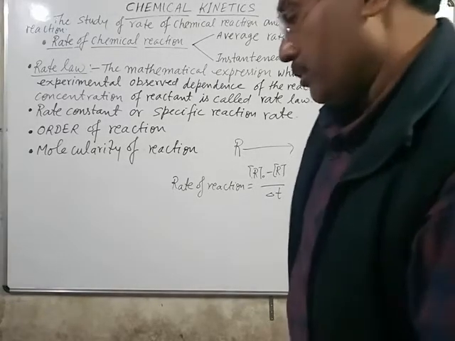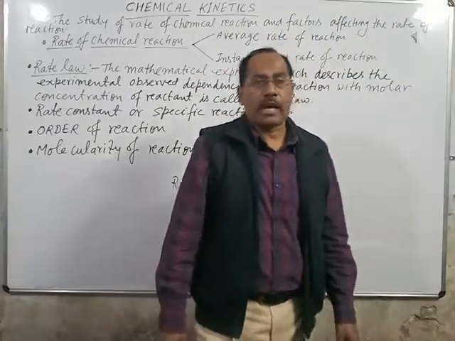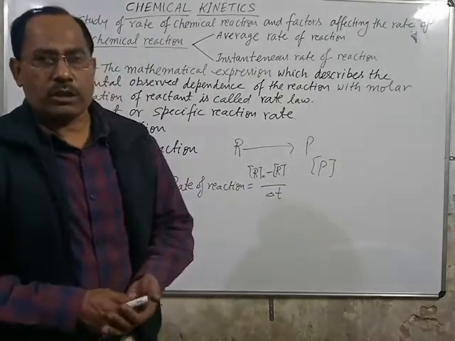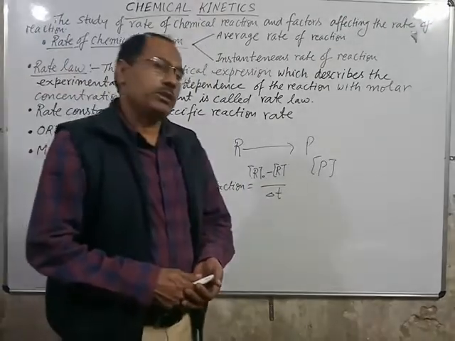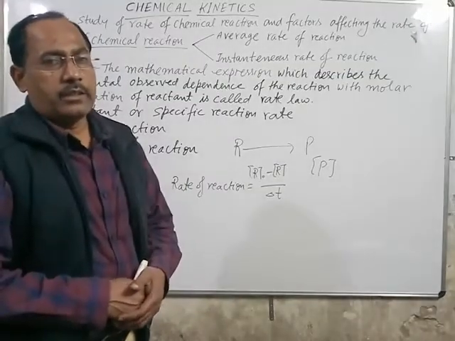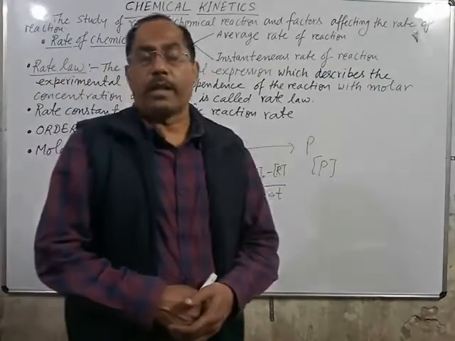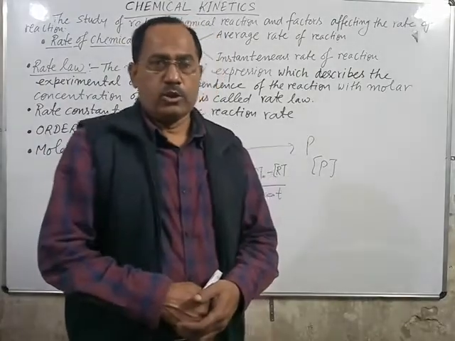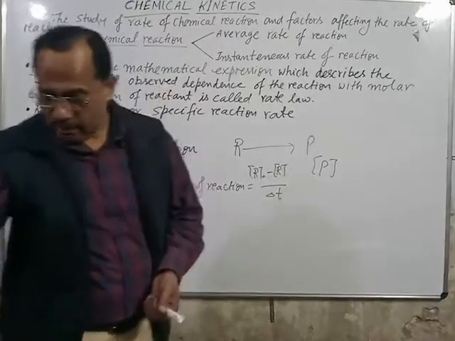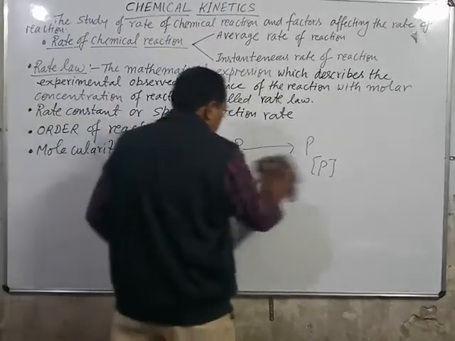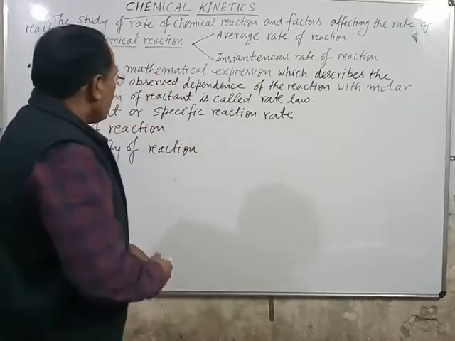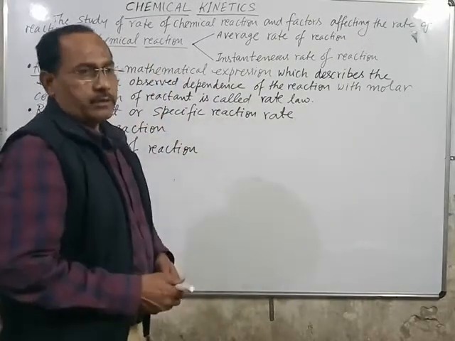Today's discussion is about a new lesson, that is chemical kinetics. Chemical kinetics is a branch of physical chemistry which deals with the study of rate of chemical reaction and also the factors affecting rate of chemical reaction. So in this lesson we study about the rate of reaction and also about the factors affecting rate of reaction. So what is the meaning of rate of reaction?